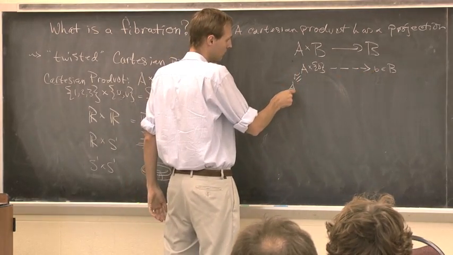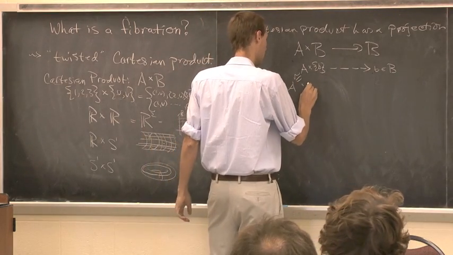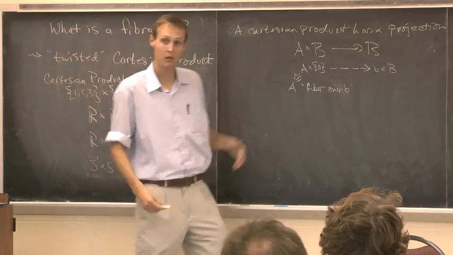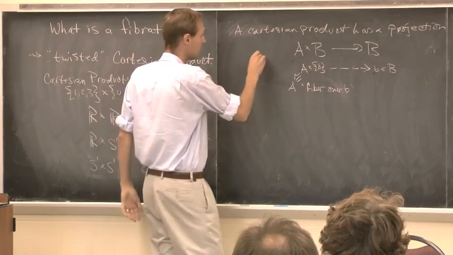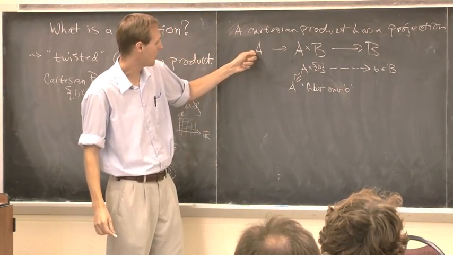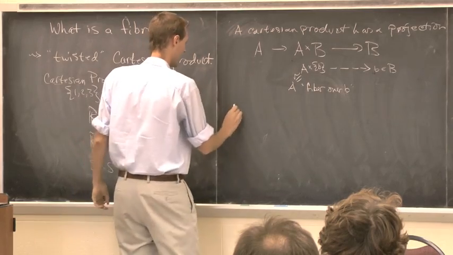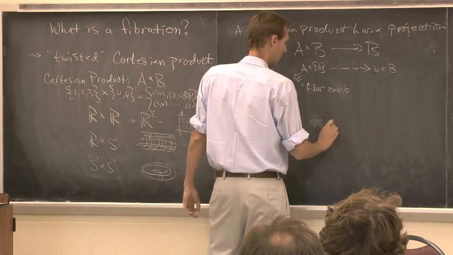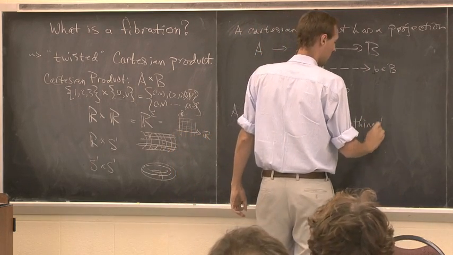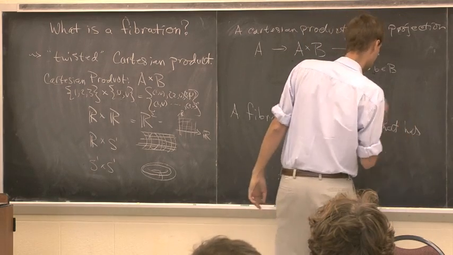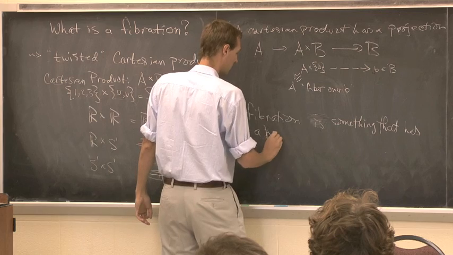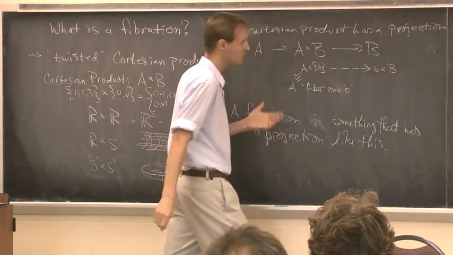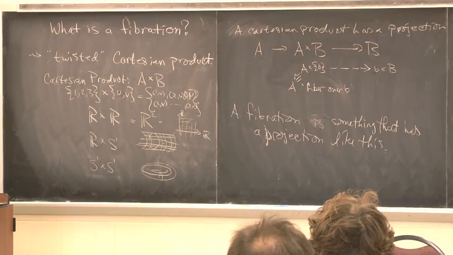This is called the fiber over b. It is the copy of A that sits over this point. And because the fiber over every point is essentially the same, it's essentially A, we mark that by putting an A over here to show that A is the fiber. So the fibration is something that has a projection like this. Of course, Cartesian products are examples of fibrations, but there are fibrations that are not Cartesian products.